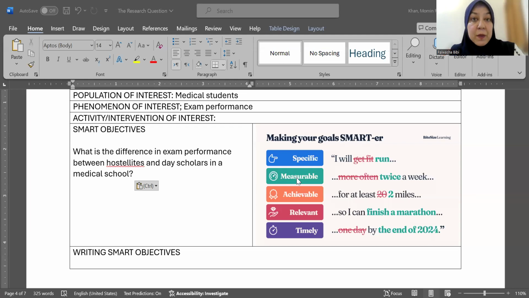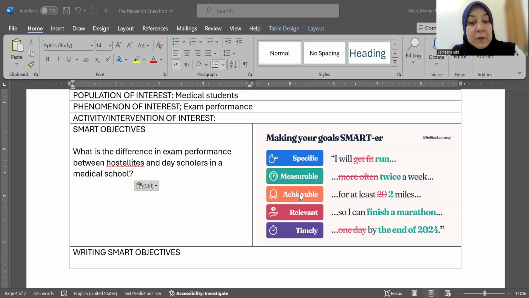They are measurable. Your objective has something built in it that gives you a goal which is objective, not subjective. "I'm going to be happy" is subjective. But "I'm going to make two people happy today" is very measurable. So it's not that I will run more often. I am going to run twice a week.